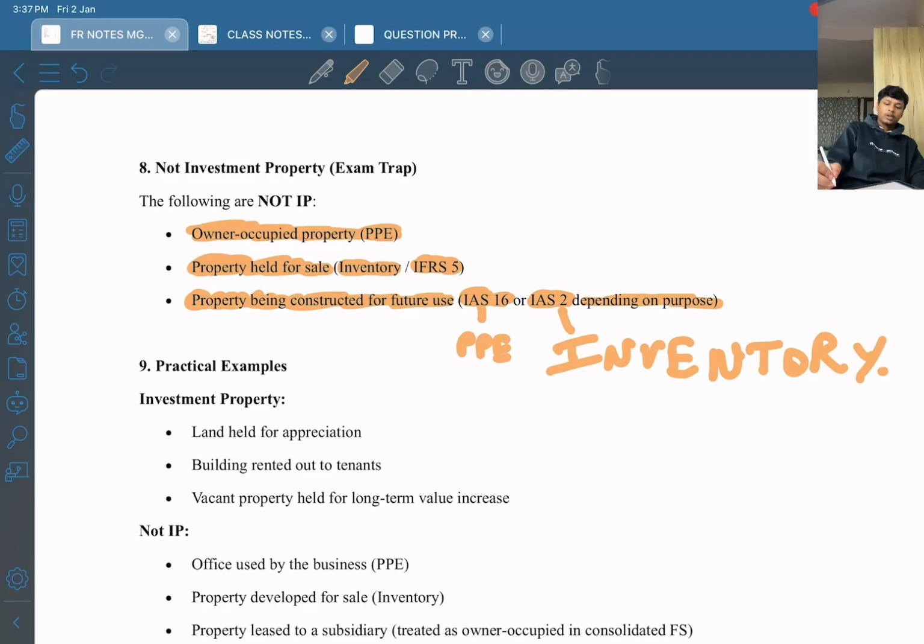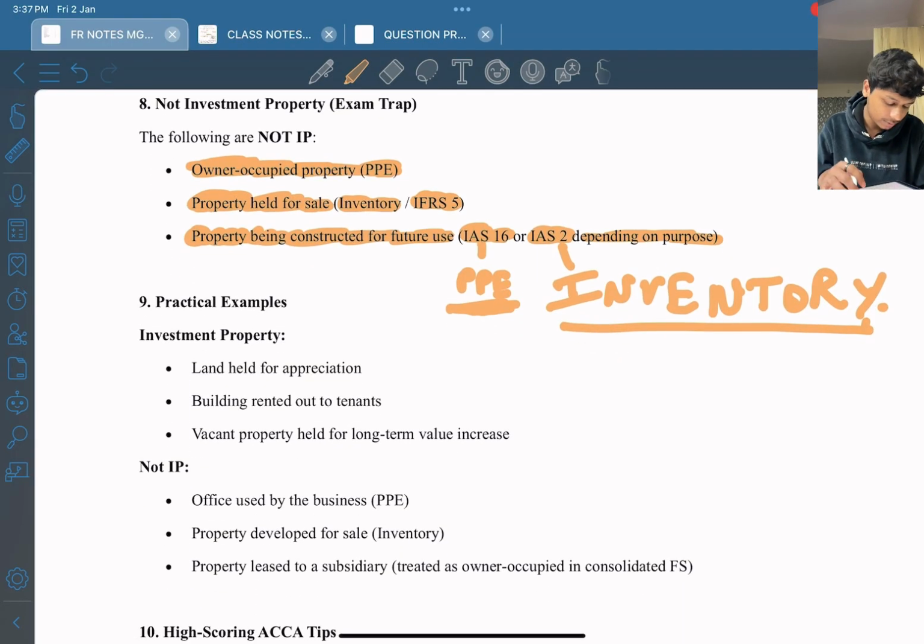So if a business does real estate business, the property that he is constructing will be considered as inventory because he has to sell that, right? If it is a normal building used under business for head office or for factory, that will be considered as property, plant and equipment.